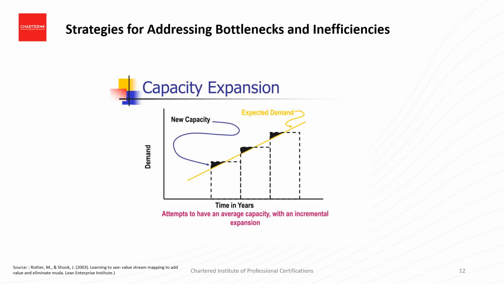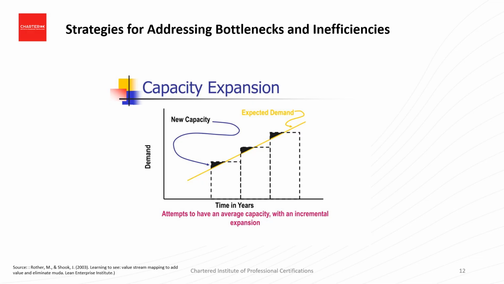Now, they can invest in additional equipment. This involves purchasing or leasing more machinery or equipment to increase production capacity. For instance, a manufacturing company might buy more machines to increase its production rate. Now, while this requires a significant upfront investment, it can lead to long-term gains in productivity and efficiency. They can also hire more staff. Increasing the workforce is another way to expand capacity.